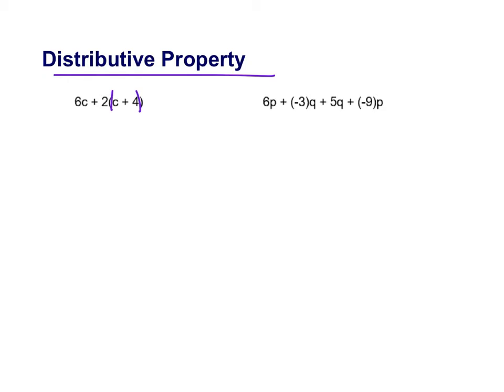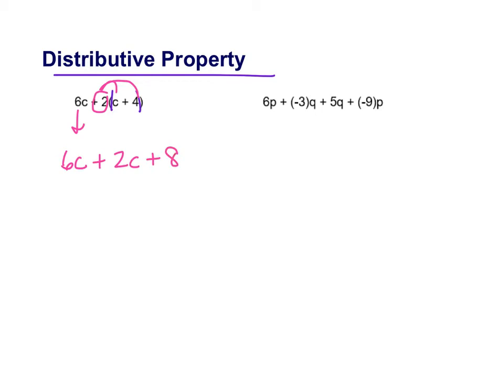Because only the 2 is in front of the parentheses, that's the only thing that gets distributed. So I'm going to go ahead and carry down the 6c, and then I'm going to distribute the 2. Now remember, distributing is just like multiplying. So we're going to do 2 times c, and it's positive, plus 2c, and then a positive 2 times a positive 4 is a positive, so I'm going to say plus 8.